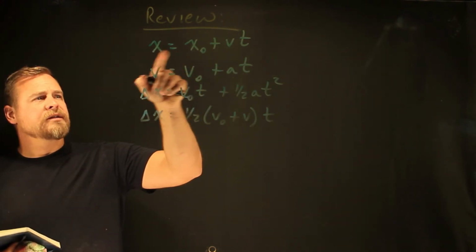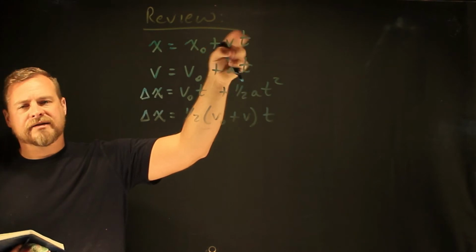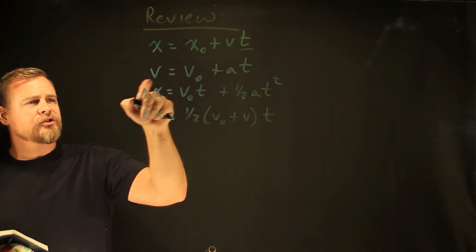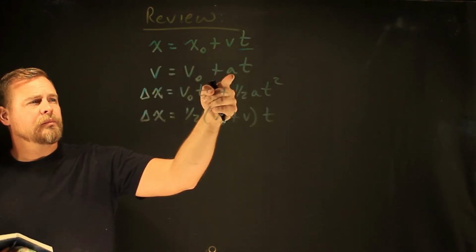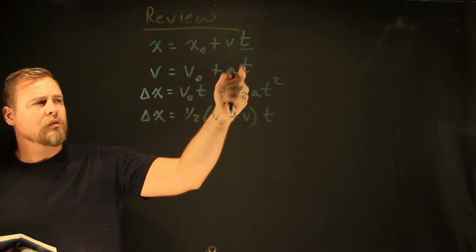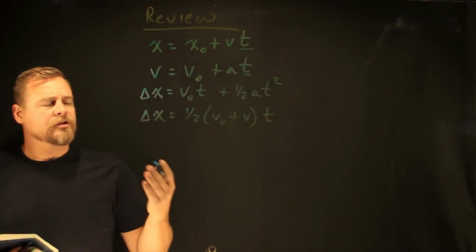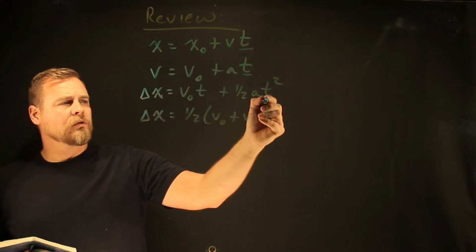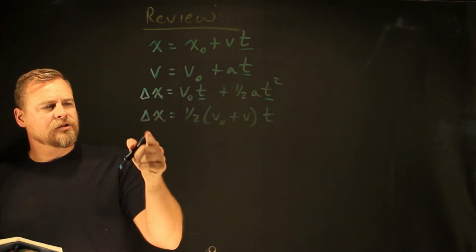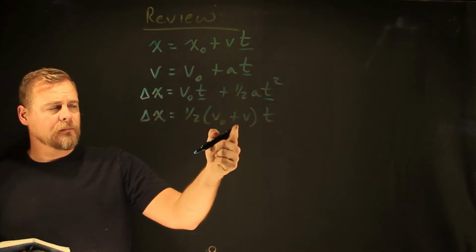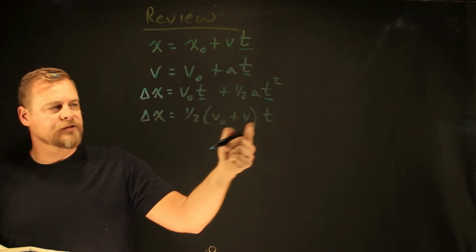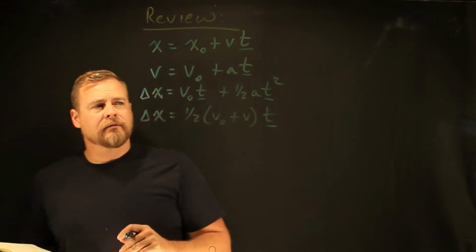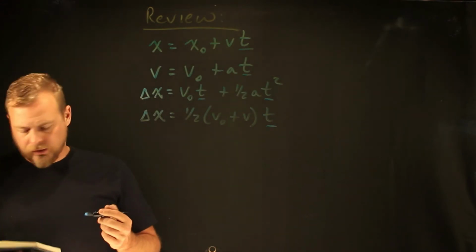Up here I can relate displacement to velocity over a given amount of time. This one is change in velocity equal to an acceleration over a given amount of time. This one relates the change in position to acceleration over a given amount of time. This one is displacement with respect to average velocity over a given amount of time. And so these are all very useful if you have time. But what happens if you don't have time?